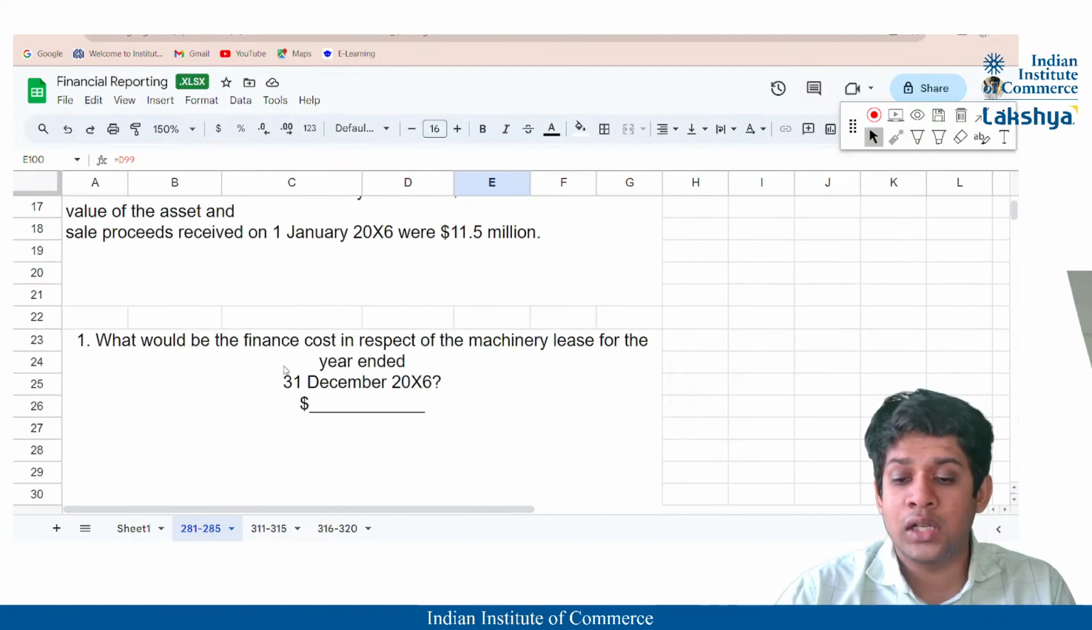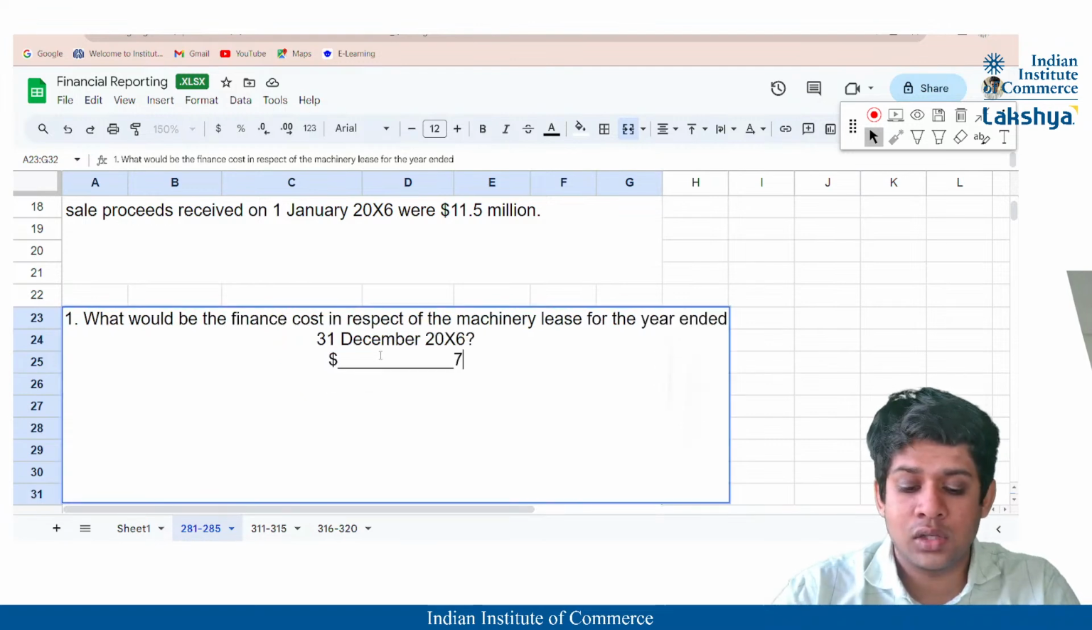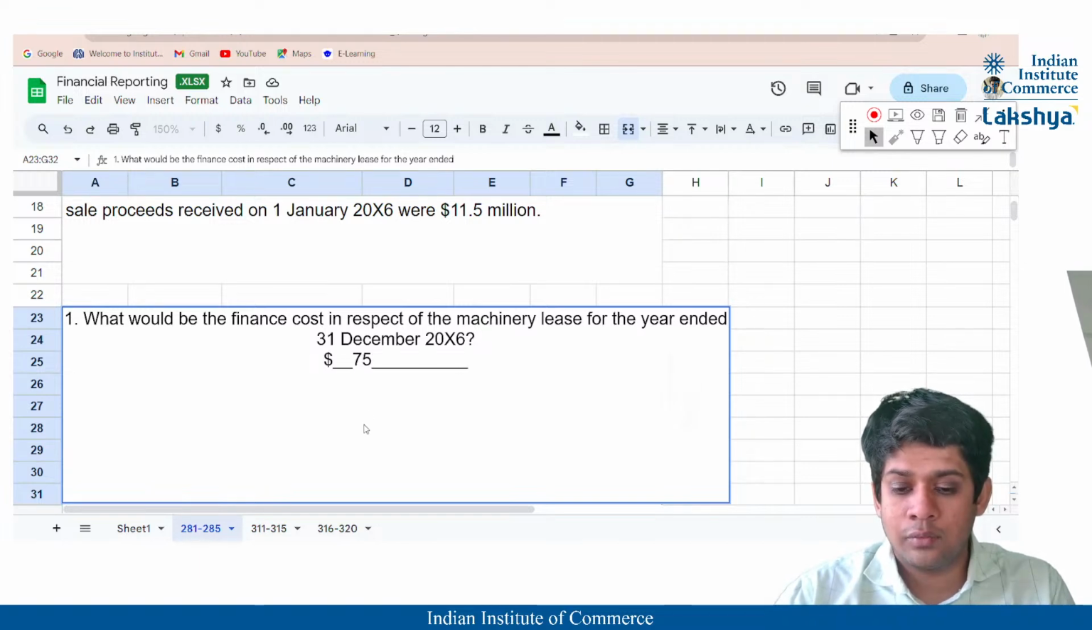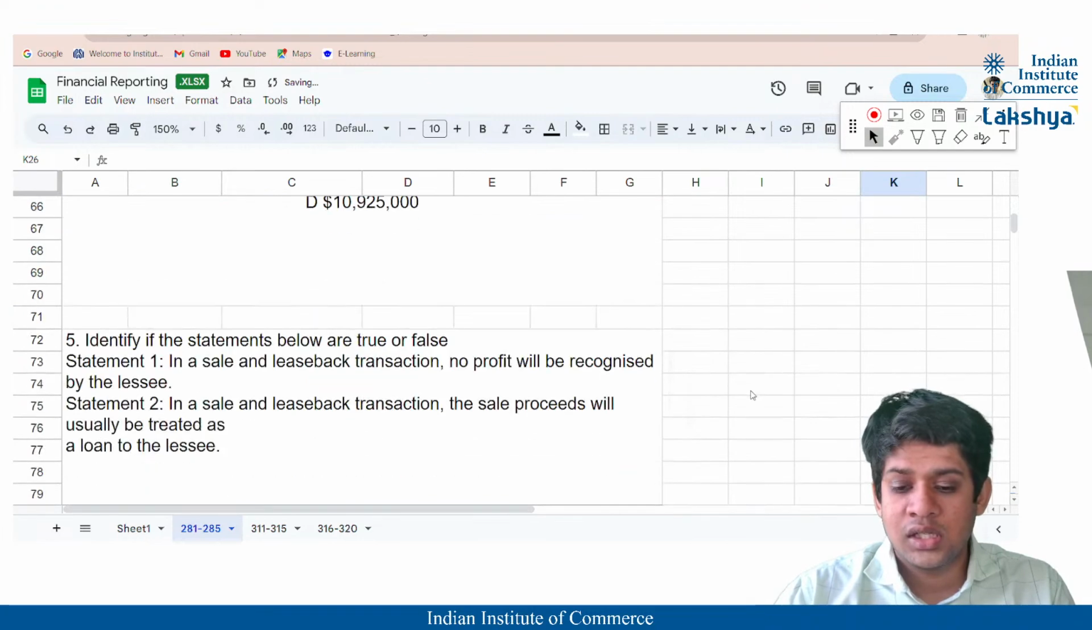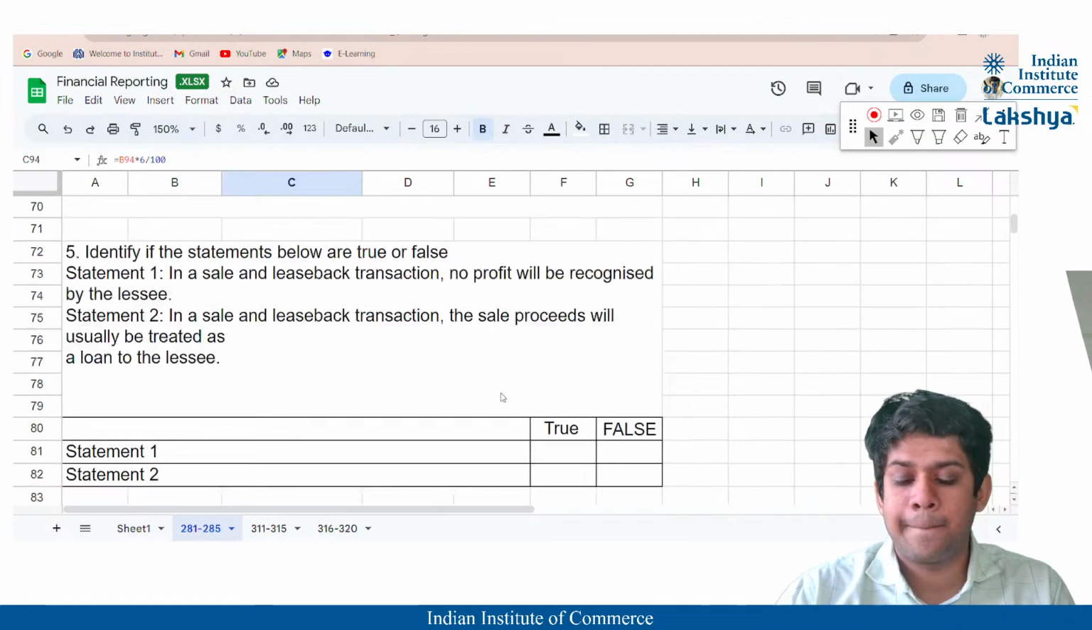We got a straightforward answer. What is the finance cost in respect of the machinery? It is going to be 75,780.